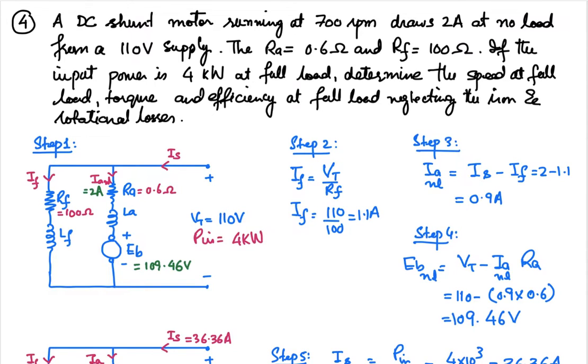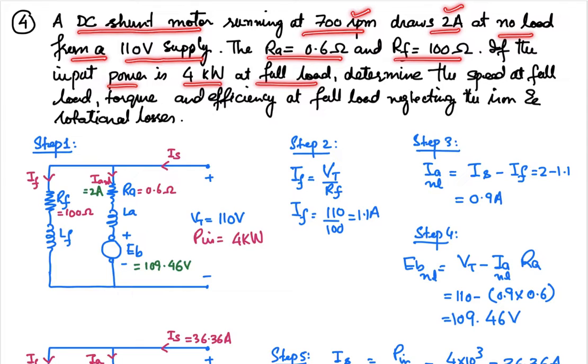Our second example is related to DC shunt motors. A DC shunt motor is running at 700 rpm and is drawing 2 ampere at no load from a 110 volt supply. Armature resistance is 0.6 ohm, RF is 100 ohm, and the input power is 4 kilowatt at full load. Determine the speed at full load, torque, and efficiency at full load, and neglect iron and rotational losses in these calculations.